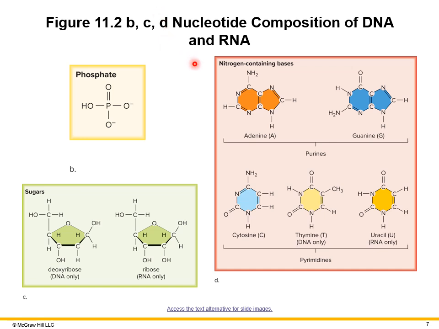Here is the composition of DNA and RNA. Both DNA and RNA have phosphate. However, DNA and RNA are going to be different in what sugar they contain for their nucleotides. As you can see here, DNA is going to have the sugar called deoxyribose, whereas RNA is going to have the sugar called ribose. The only difference in terms of structure between these 2 sugars is the H versus the OH on the second carbon.